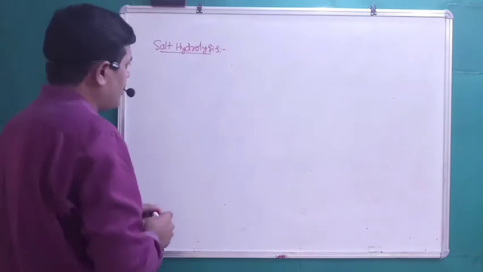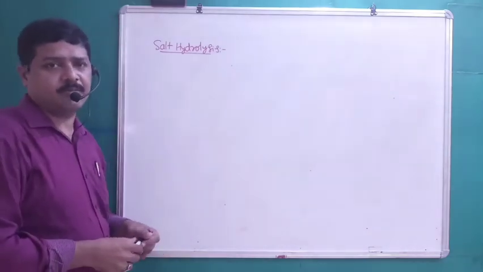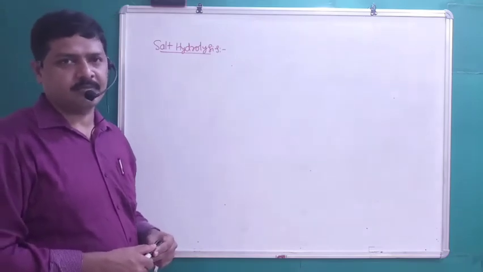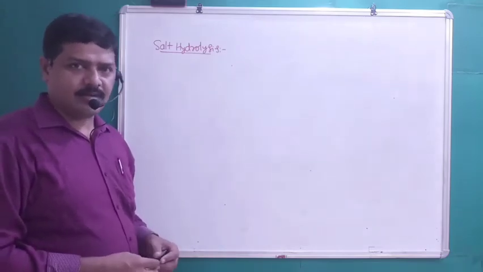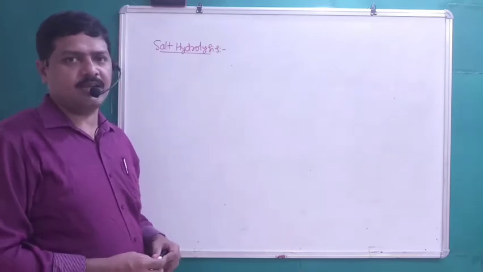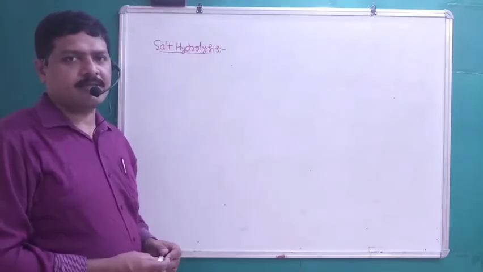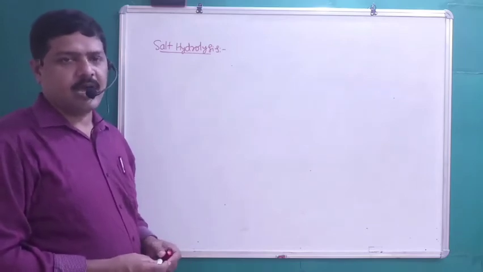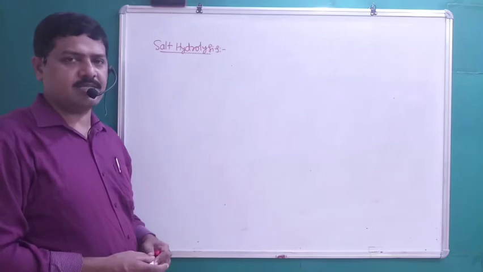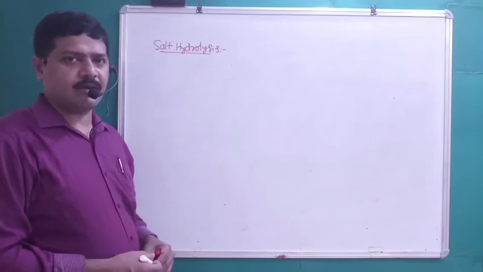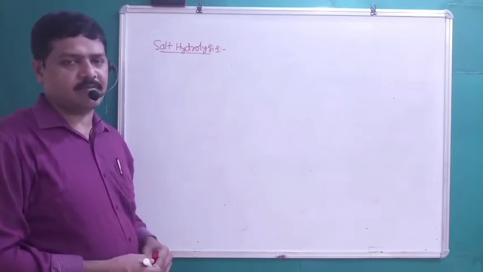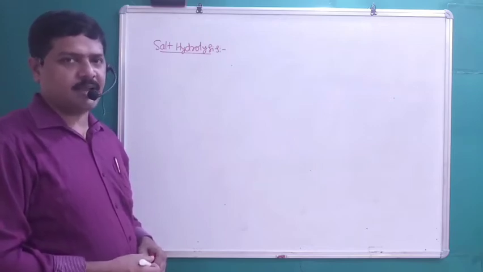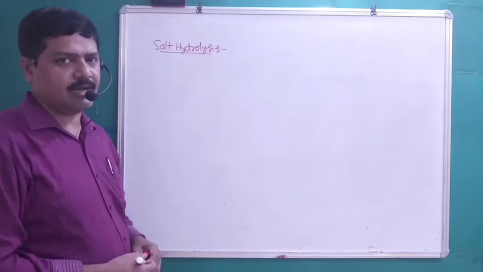Students, we know all the salts can be obtained from the neutralization reaction between acids and bases. Even though all the salts are obtained from the neutralization reactions, for some salts the aqueous solution pH is 7, for some salts the pH is greater than 7, and for some salts the pH is less than 7. What is the reason behind it? It is clearly explained by using the concept of salt hydrolysis.